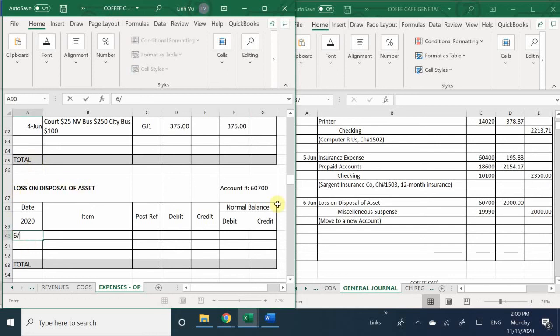Okay, and I'm going to indicate the date. For my item or notes, I'm just going to write what this is. This was loss on sale of furniture. General journal number 1. And I'm going to debit my account by $2,000, making my account balance a debit of $2,000.